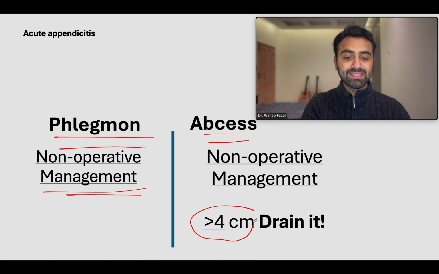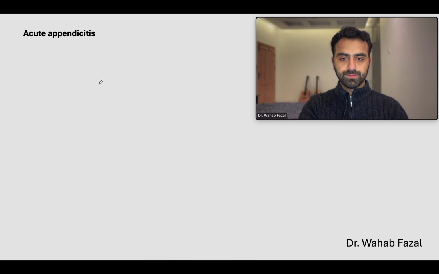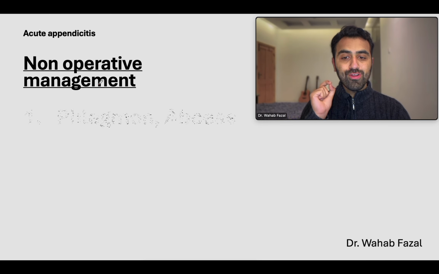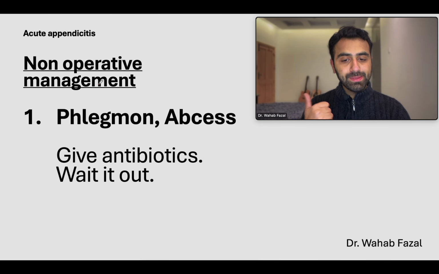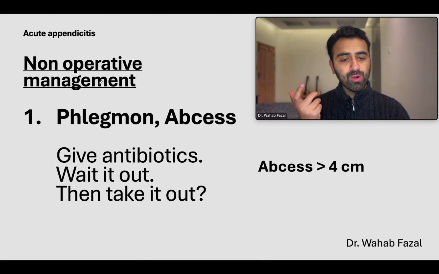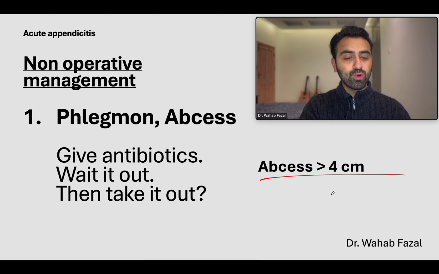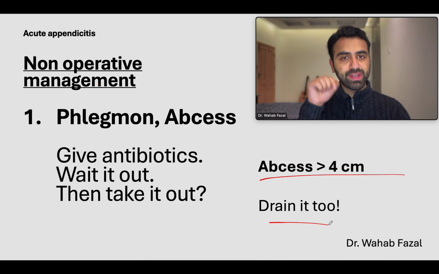If the abscess is greater than 4 centimeter, then you might have to drain it percutaneously with CT guided drainage. So for phlegmon or abscess, what do you do? You give them antibiotics, you try to wait it out from the initial presentation and then maybe take it out. If the abscess is greater than 4 centimeter, you drain it too, with CT guided drainage percutaneously.